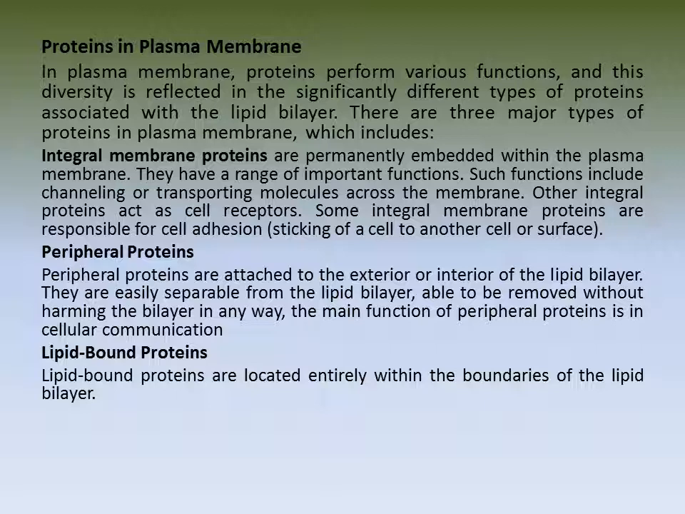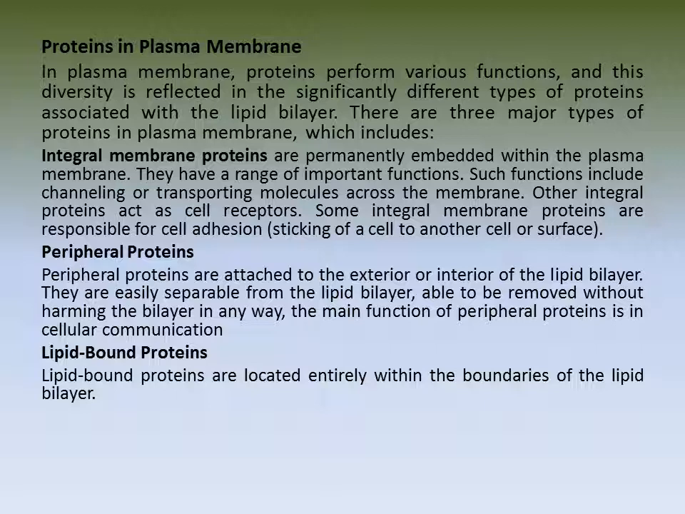There are three major types of proteins in a plasma membrane, which include: number one, integral membrane proteins, which are permanently embedded within the plasma membrane. They have a range of important functions. Such functions include channeling or transporting molecules across the membrane. Other integral proteins act as cell receptors. Some integral membrane proteins are responsible for cell adhesion, which means sticking of a cell to another cell or another surface. Number two, peripheral protein.